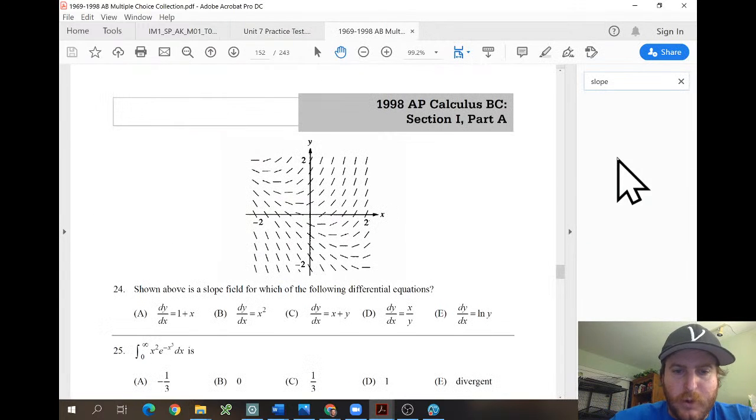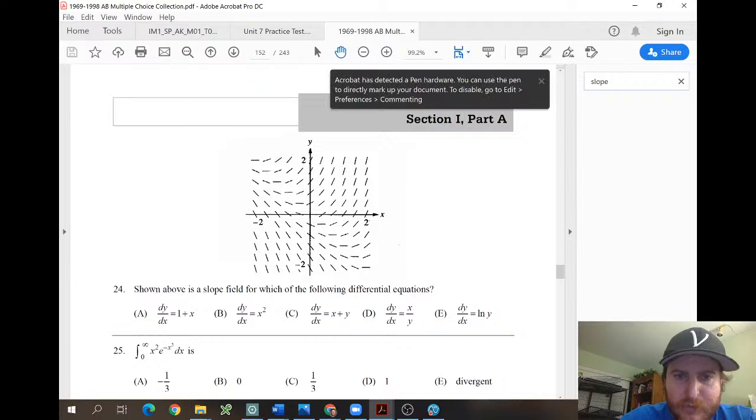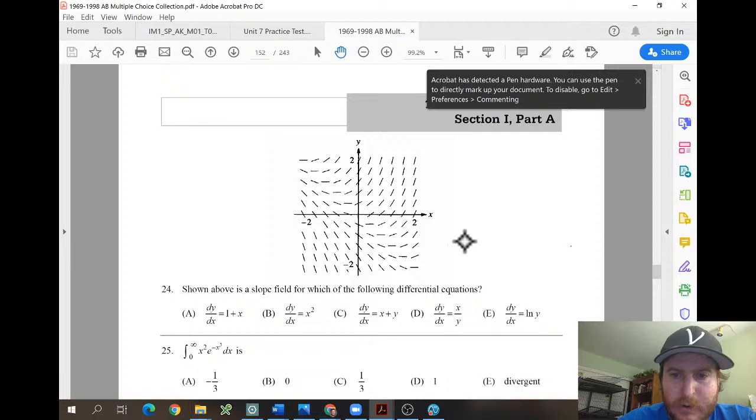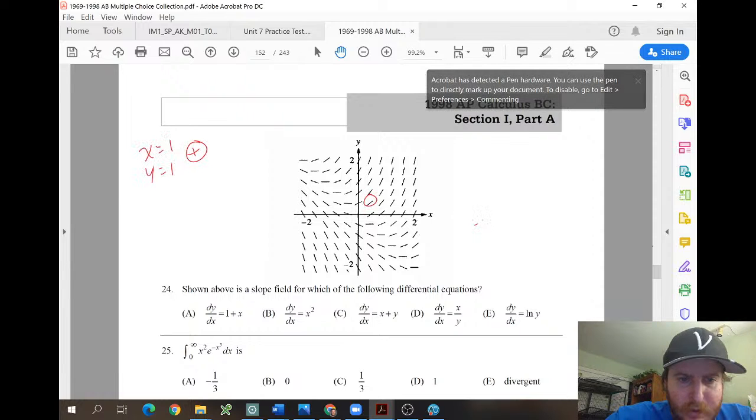Okay, so this is another one where Sam was asking about how to do some of these. And so on this one, let me see, yeah, there we go, we got it writing. So kind of same thing, let's plug in 1 and 1. So x is 1, y is 1, and I want to have a positive slope. So 1 plus 1 is positive, this worked.